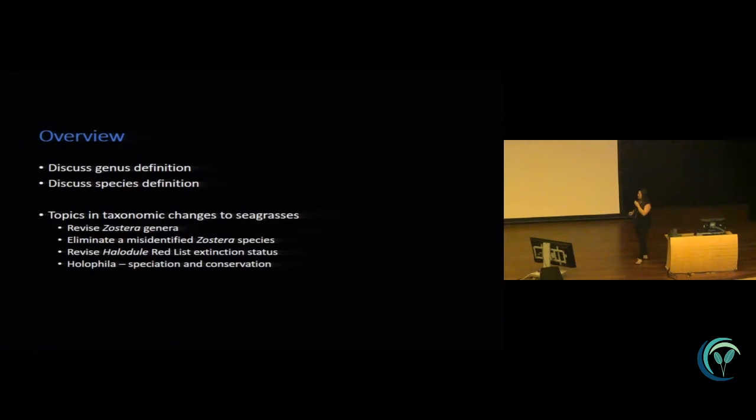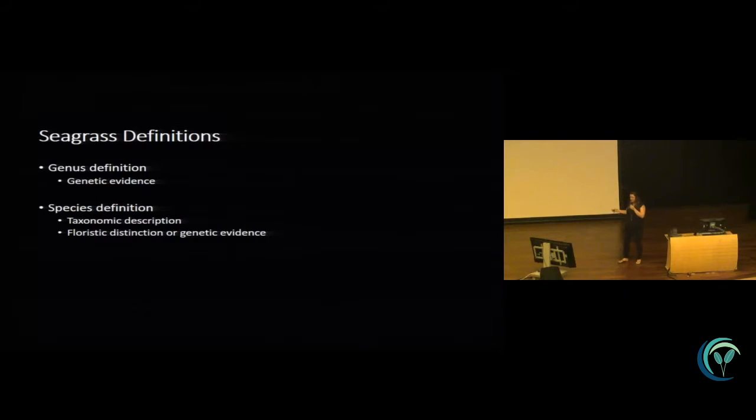He feels it's really important that we get to discussing a genus and species definition for seagrasses. Specific topics he wanted us to address were revising the Zostera genera, eliminating a misidentified Zostera, revising the Halodule, I'm not sure how you guys say it, I'm not a tropical seagrass ecologist, and then having a conversation about the Halophila, which I'm hoping Michelle has some insights or ideas about. I don't know a lot about that.